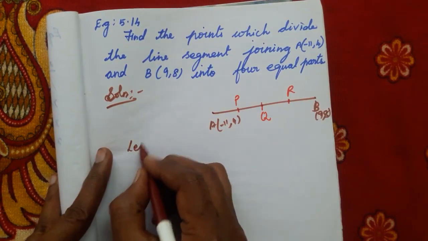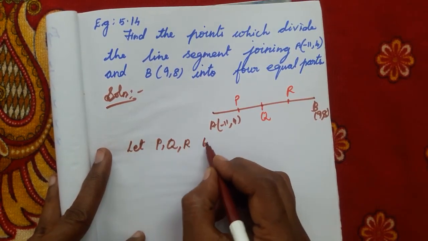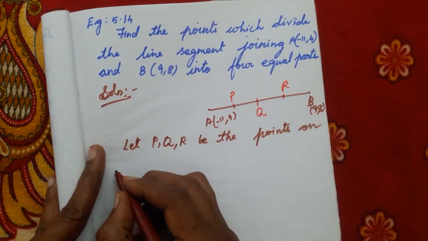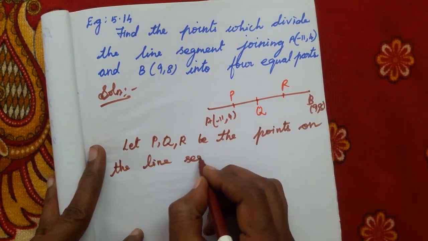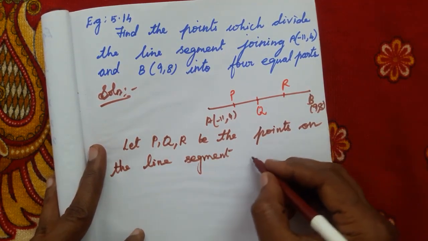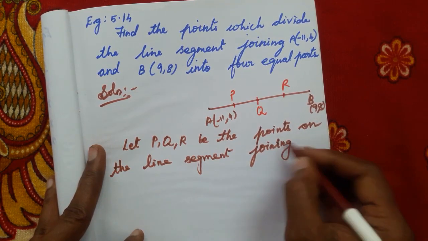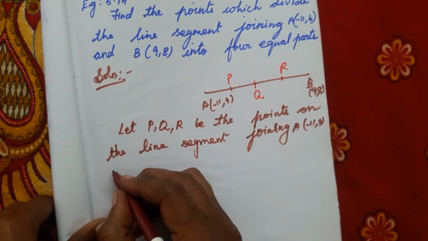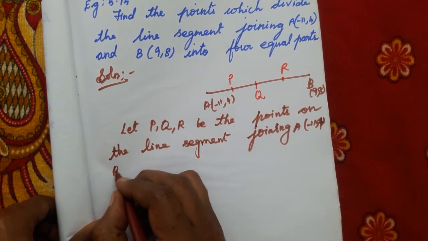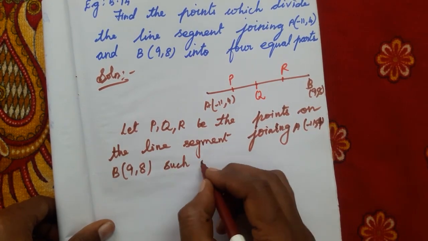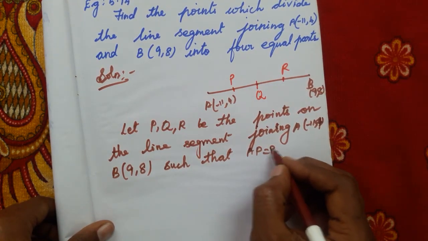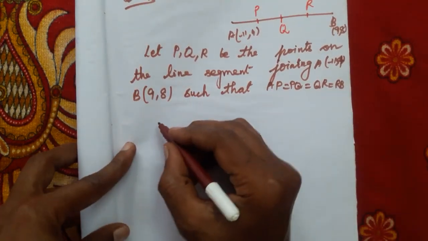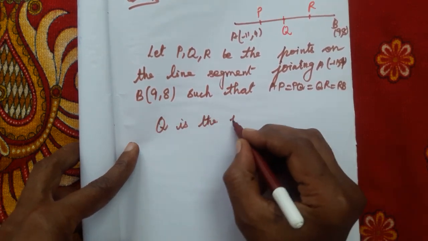Now we can take, let P, Q, R be the points on the line segment joining A (minus 11, 4), B (9, 8) such that AP is equal to PQ is equal to QR is equal to RB. Now Q is the midpoint of AB.